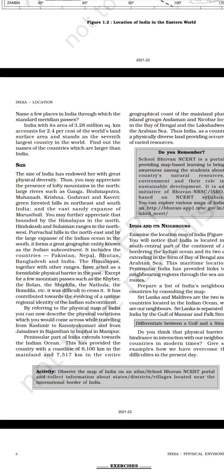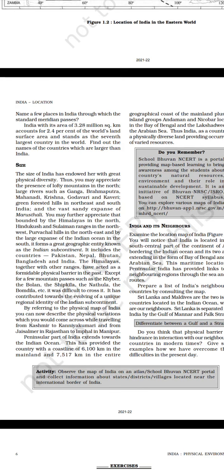India, with its area of 3.28 million square kilometers, accounts for 2.4% of the world's land surface area and stands as the seventh largest country in the world. Find out the names of the countries which are larger than India. Size: the size of India has endowed her with great physical diversity.